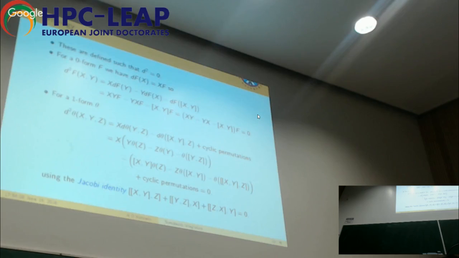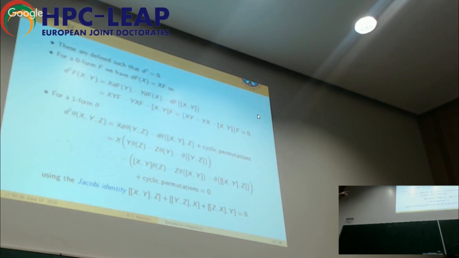So let's consider d squared on f, where f is a zero form. So this gives us a two form, and we apply it to two vector fields. Now I want to verify that this is 0. This is the same one we did before, and you just get the operator xy minus yx minus the commutator. So that's why the commutator term is needed.